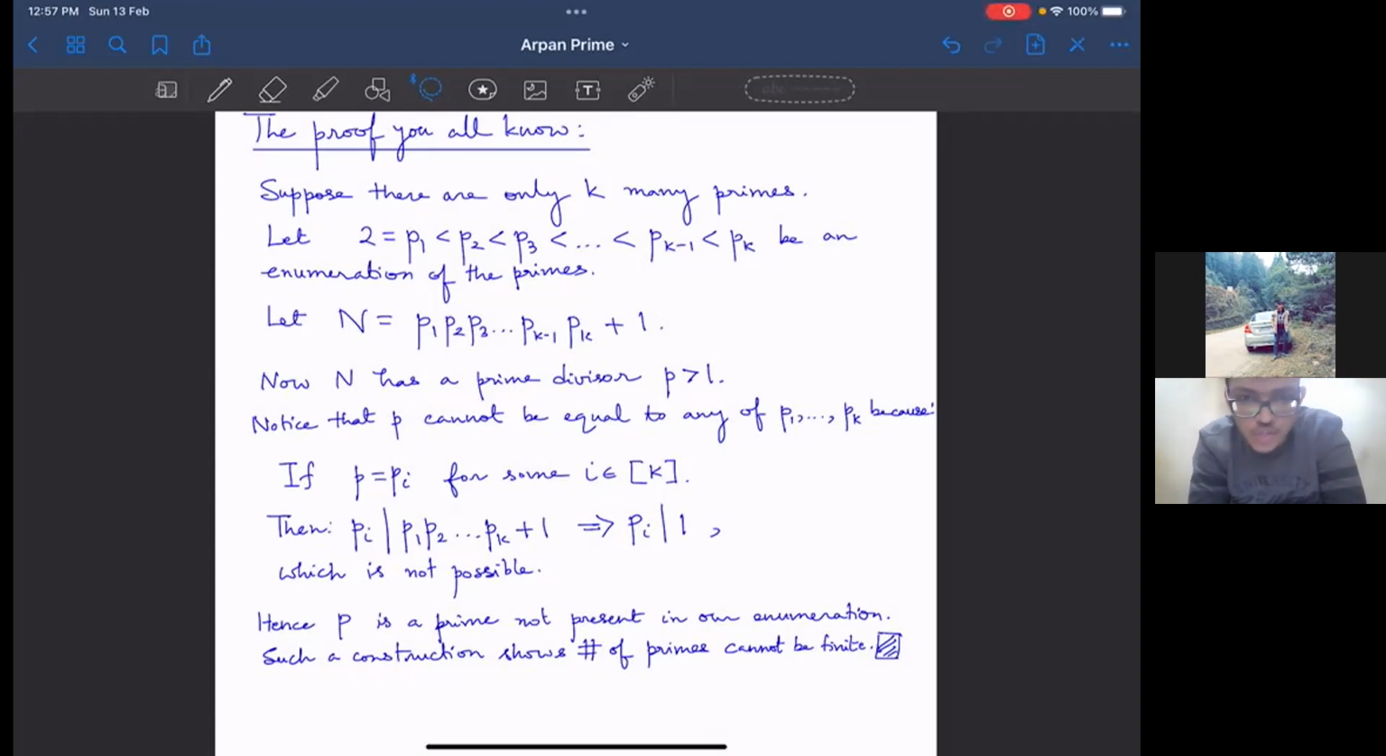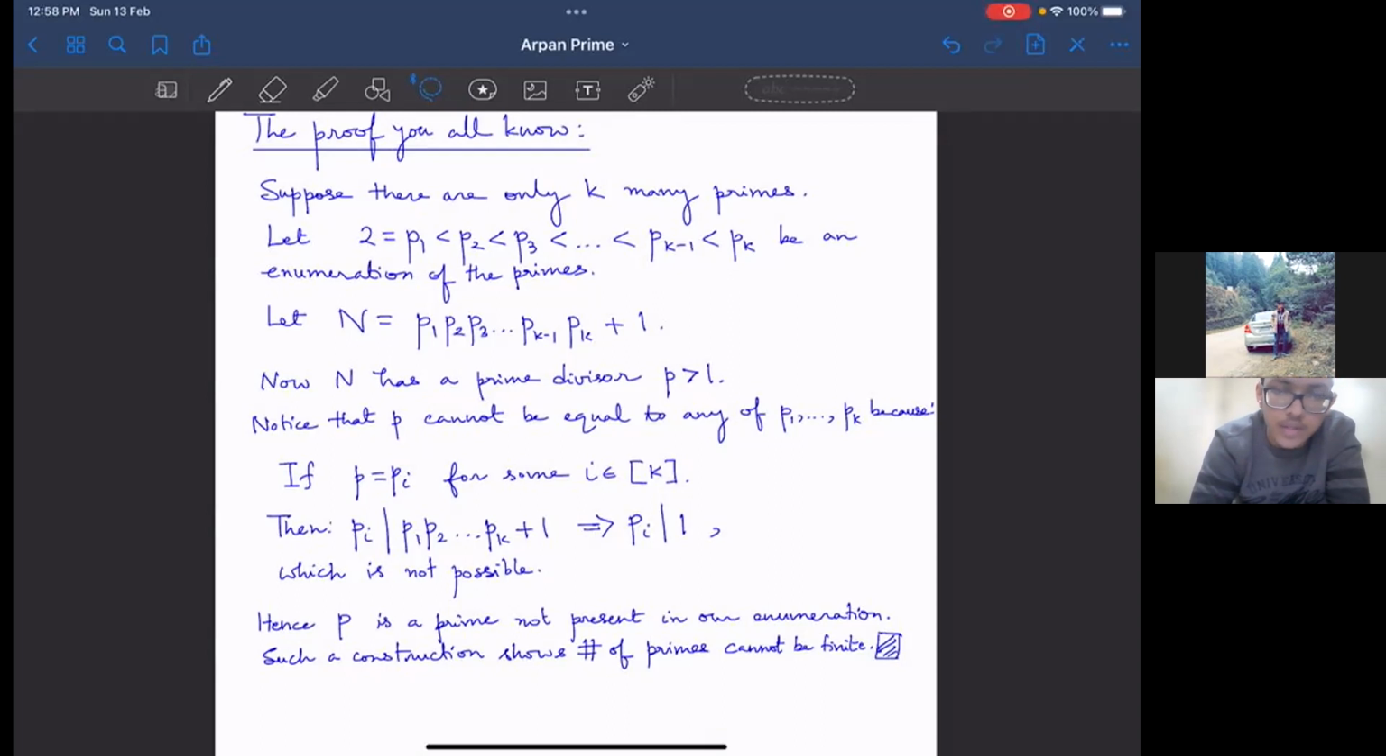Now, the crucial observation is that p cannot be equal to any of P1 through Pk, because if p equals Pi for some i in 1, 2, 3, ..., k, then since p divides n and p is Pi, Pi divides P1, P2, all the way up to Pk, plus 1. That will in turn imply that Pi divides 1, which is not possible. So p, the prime divisor of n, is a prime which is not present in our enumeration. Such a construction shows that the number of primes cannot be finite.